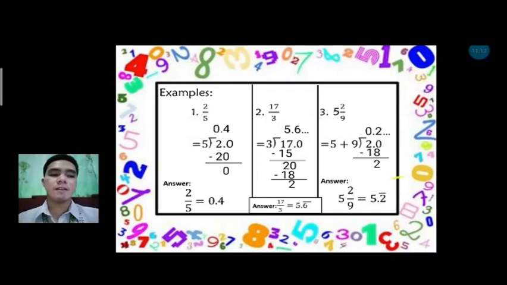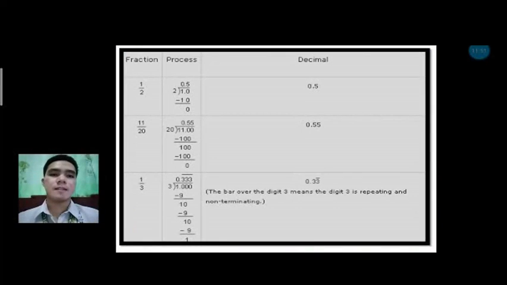That is 5.2 with vinculum. So I forgot to tell you that this bar at the top of 6 is vinculum, which means that the number 6 or that digit is a repeating digit, as well as this. So 2 is a repeating digit. So this 5.2 with bar at the top of 2 means 5.22222 and so on and so forth.